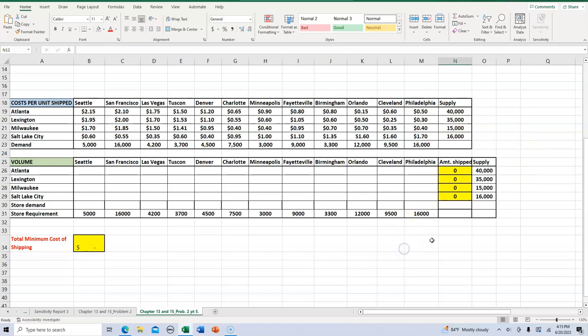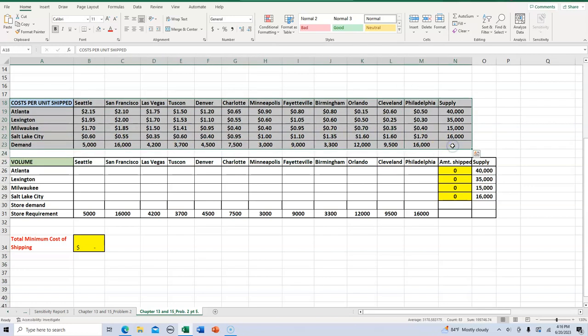So the best thing to do here, what I did in order to solve this, is I just recreated this table down here. I took out the dollar values, and I'm making these values right here my decision variables, because the question becomes, how many units do I ship from Atlanta to Seattle, Atlanta to San Francisco, Atlanta to Las Vegas, and so on and so forth. This is the given information here, with the unit prices, and the demands were also given. That would be the first thing that I would do.